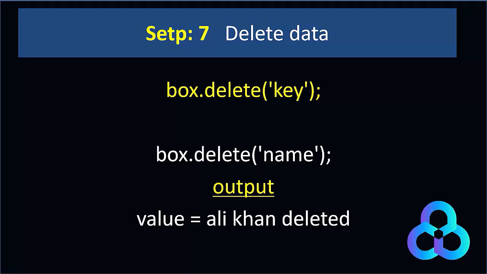Step number 7. Delete data. The delete method is used to delete data stored in the Hive box. It takes a key to delete its value. Like in the example, if we give name as key to the delete method, it will delete its value, that is Ali Khan.